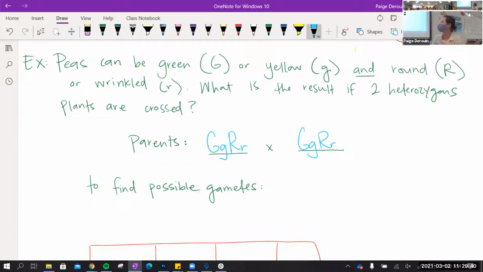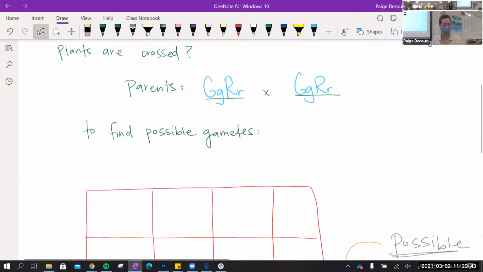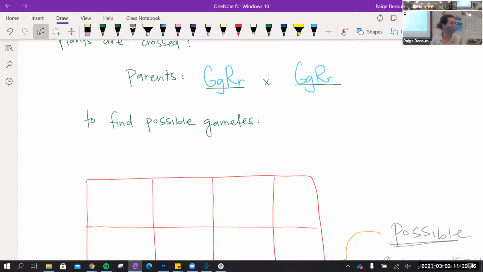Now the trickiest part of this is figuring out what letters to put on your squares, because you have extra letters now. When you put the letters on the tops of the squares, you're basically saying these are the possible sperm or egg that could come from this parent. Remember, from meiosis, the sperm and the egg only have half the DNA of the parent. So each sperm or egg can only have 1 G and 1 R, and that's it. It has to have a G and an R, because that's how meiosis works. When they split apart, it's G, G, R, R, and these are 2 new cells now.